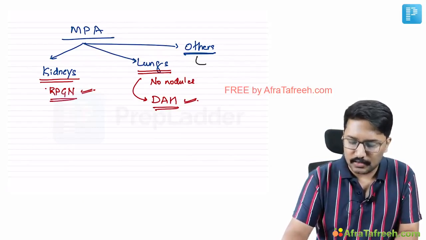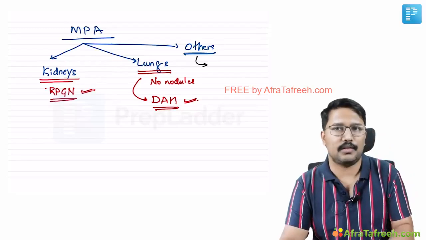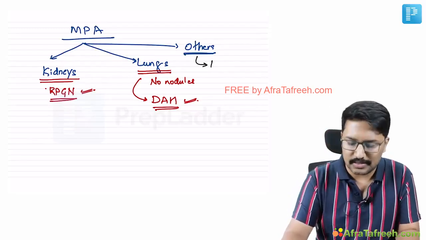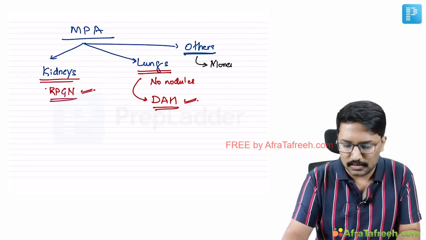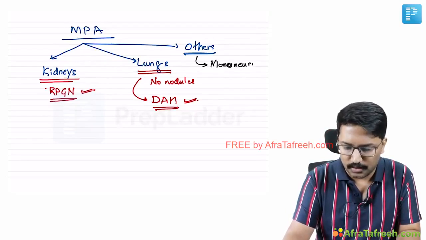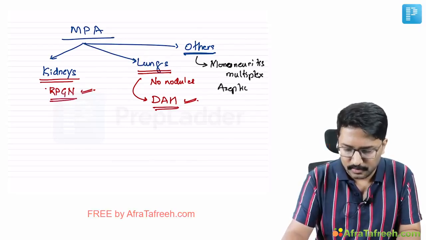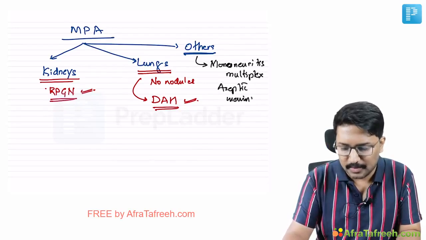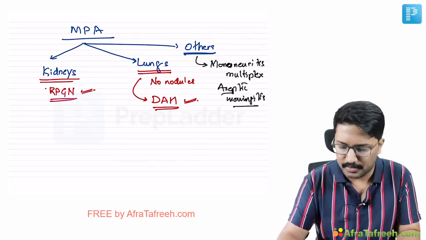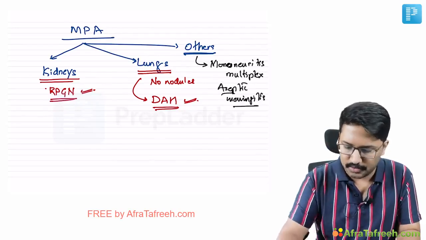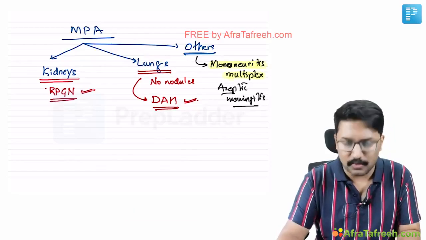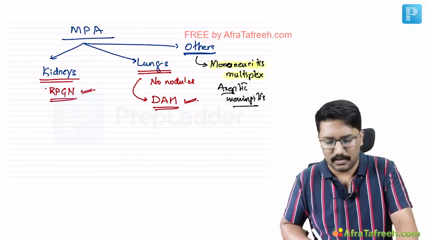Okay. The third thing in case of MPA is that because there is small vessel vasculitis, the nerves are also affected. So these patients can present with mononeuritis multiplex. These patients can also present with aseptic meningitis. Most vasculitic conditions can present with aseptic meningitis, so just remember that. But for mononeuritis multiplex, we are talking about two entities: one is GPA, the other one is MPA, right?